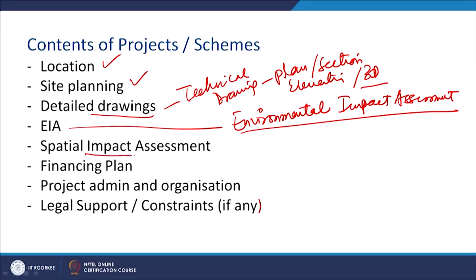Then spatial impact assessment could be required for some projects. Financial plan, project administration or organization, how the project will be implemented, and legal support and constraints. So, these contents will be there for every project report or DPR. If you have seen any DPR, again go through the contents of the DPR and see very minutely. Definitely we will share some reference materials so that you understand better. So, with this I conclude today's lecture.